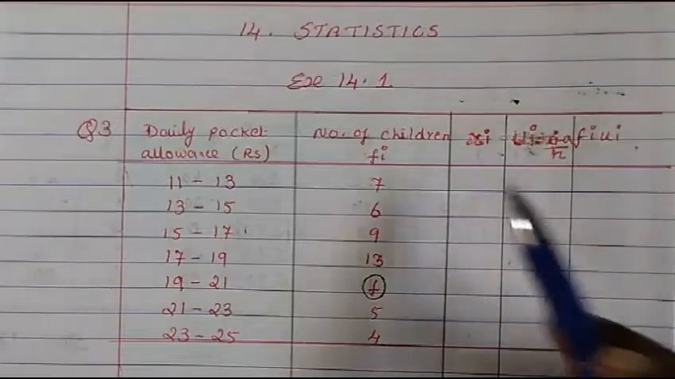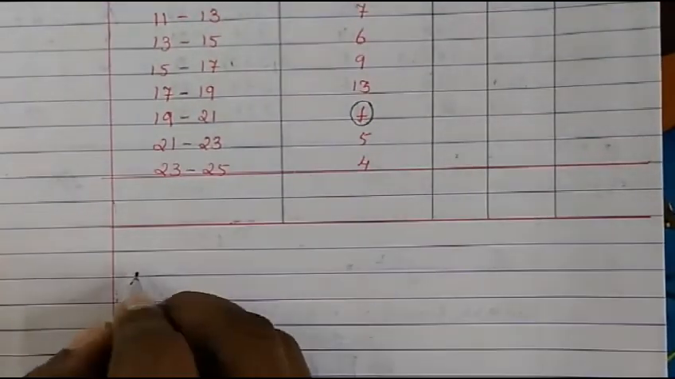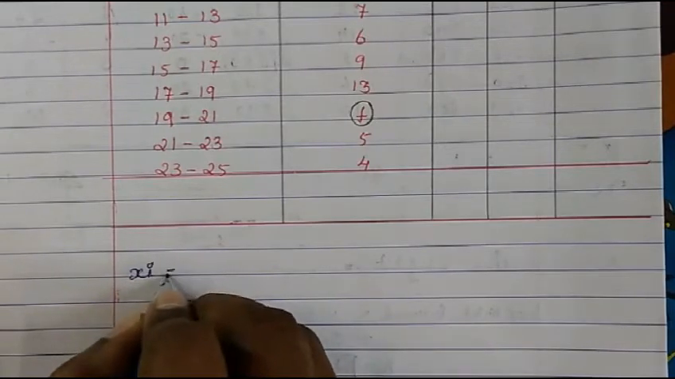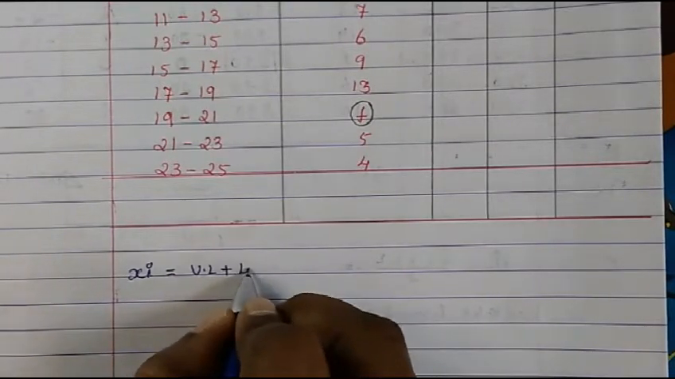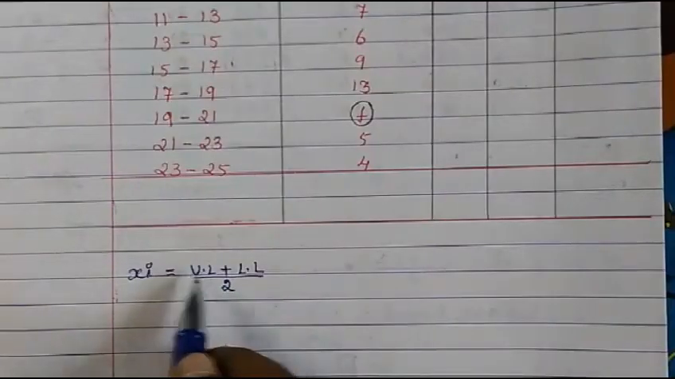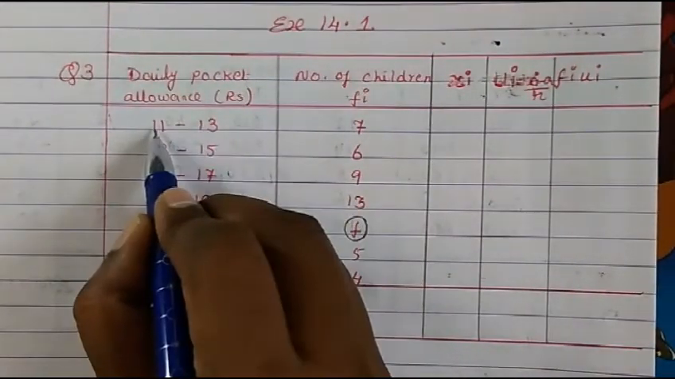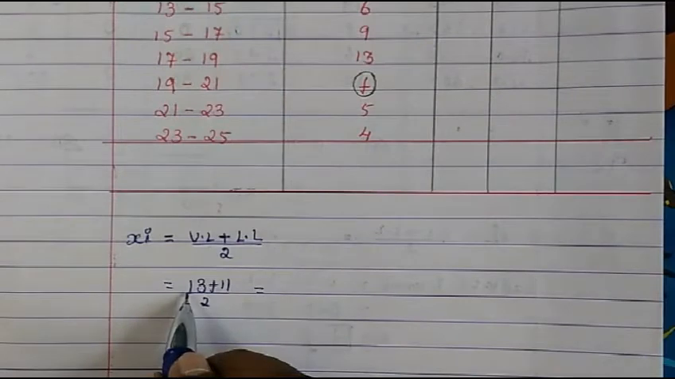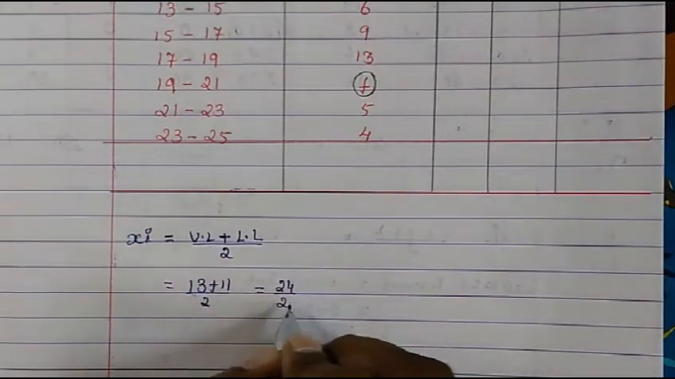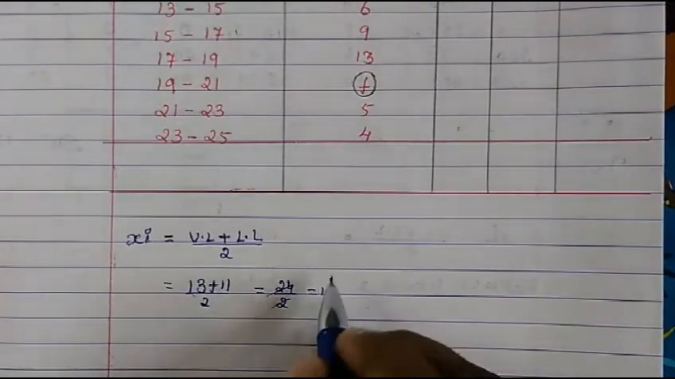Whichever method you use, finding xi is compulsory. I told you how to find xi. Xi means class mark, that is upper limit plus lower limit divided by 2. So what we have here, this is called the upper limit, this is called the lower limit. So 13 plus 11 is 24, divided by 2, and when you divide, you get 12. So that's how you find xi.